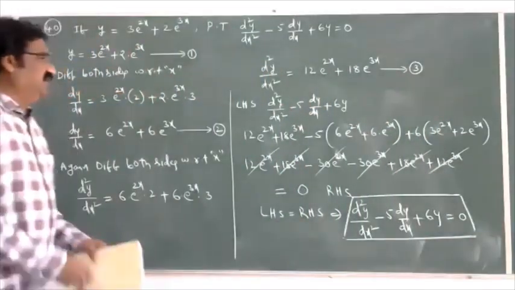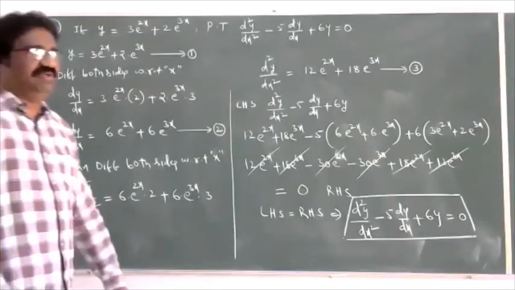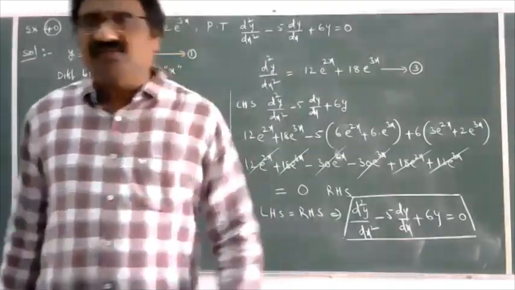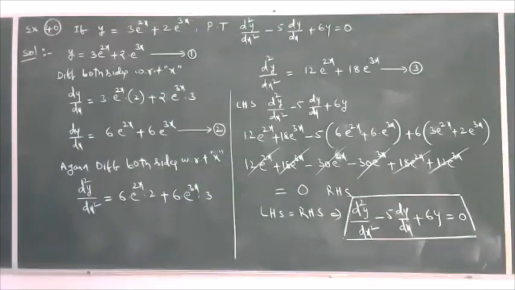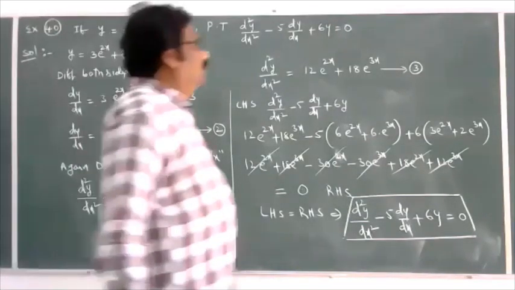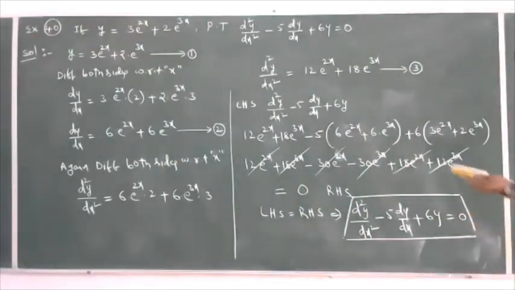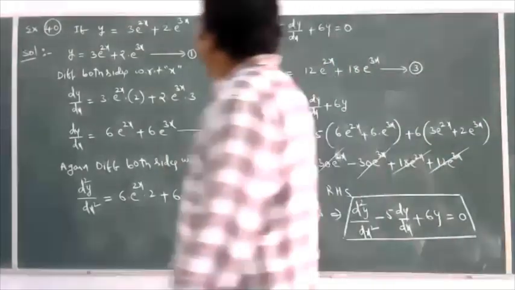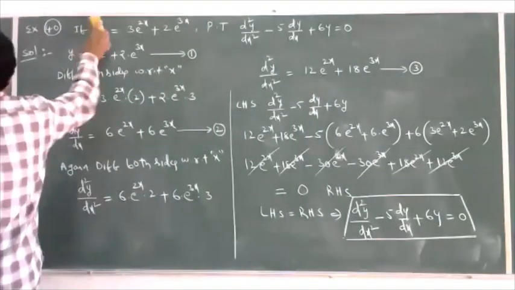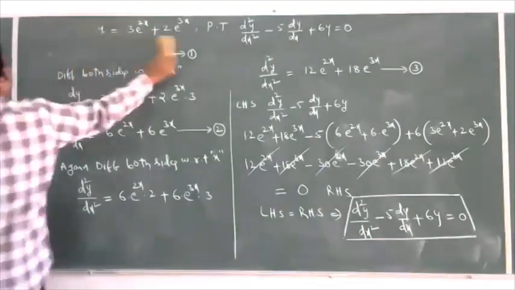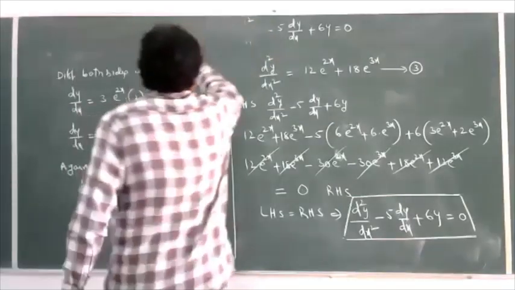d square y by dx square minus 5 into dy by dx plus 6y is equal to 0. That is up to that. 5.7 exercise is over. That is second order differentiation is over. Next, make a heading. Next concept is mean value theorems.